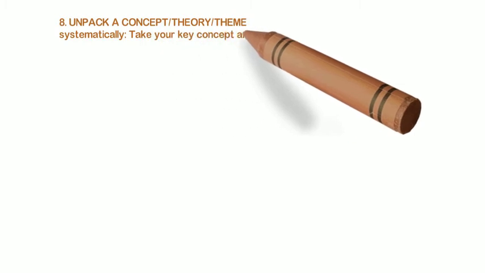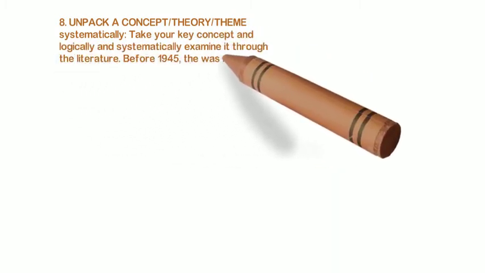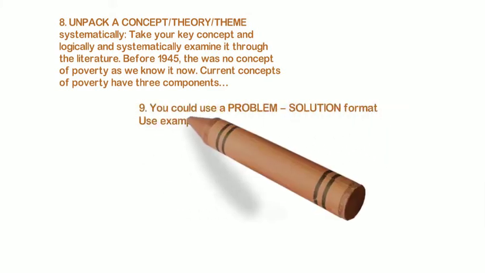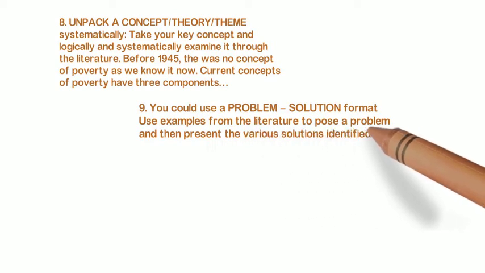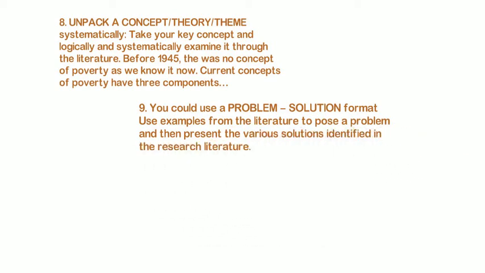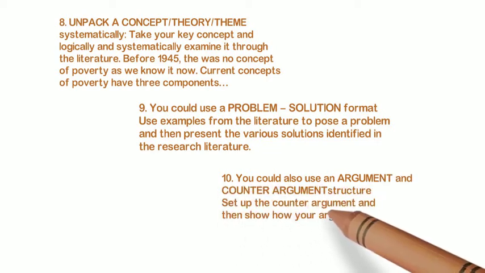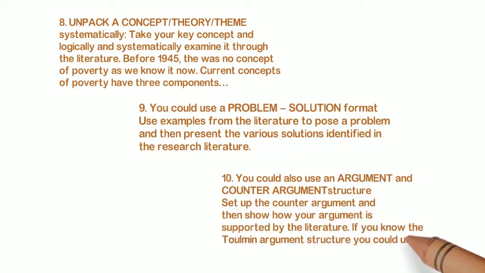So all the time what you're trying to do is group things to make sense for your reader of the literature. Unpack a concept or theory or theme systematically. Take your key concept and logically and systematically examine it through the literature. Before 1945, for example, there was no concept of poverty as we know it now. Current conceptualizations of poverty have 3 components, 1, 2, 3.